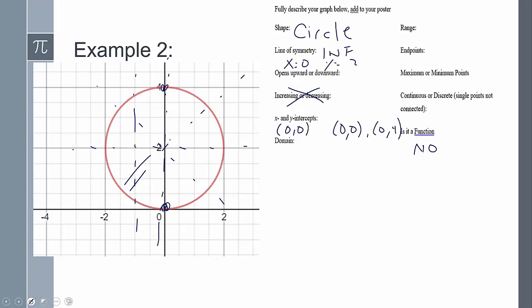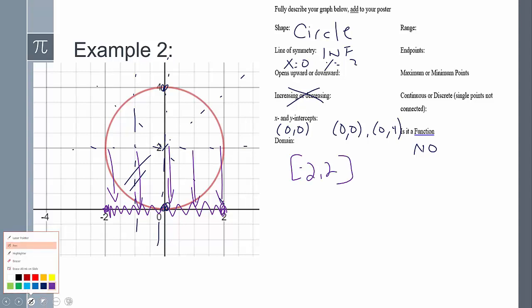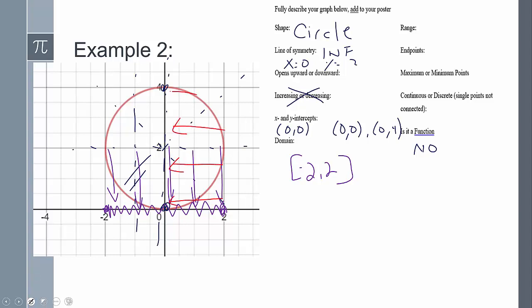My domain, if I project this graph all the way down, it's going to be shaded from here all the way to here. So that's going to be from -2 to 2. My range, if I smush that all the way to here, that's going to be shaded in all the way to here. So if I project it onto the y-axis, that's going to be from 0 to 4.